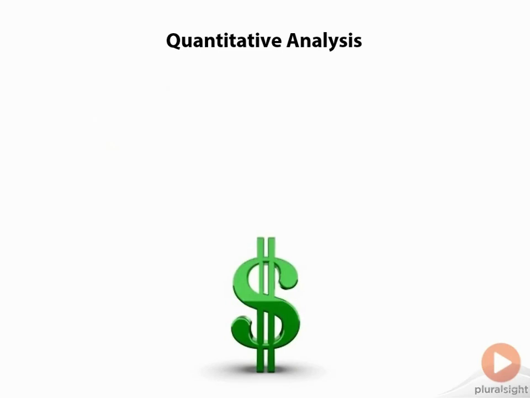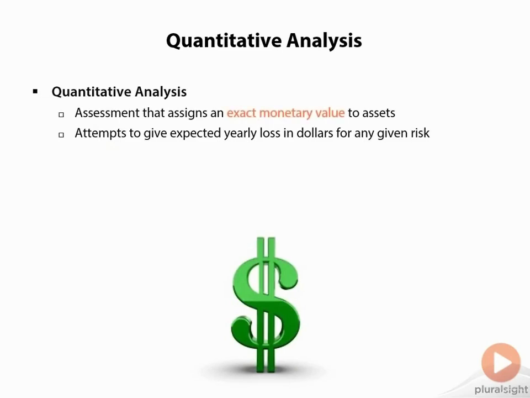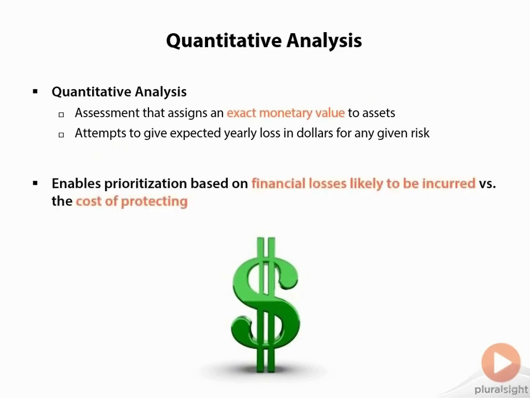Now, the flip side of that is a quantitative analysis. Now, quantitative, as I mentioned, actually assigns an exact monetary value to assets, and then attempts to give an expected yearly loss in dollars for any given risk. What that does is allow us to prioritize based upon the financial losses to be incurred versus the cost of protecting. All right. So as an example, and it basically comes down to a business decision.